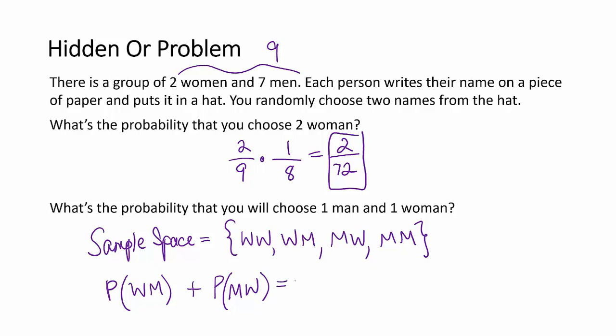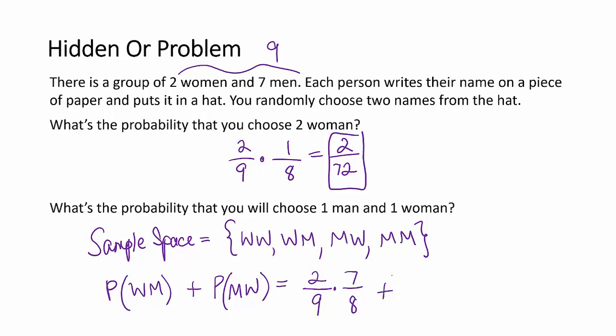So let's do that. What's the probability that we find a woman first? Okay, so there are 9 names. There are 2 women. Great, we picked out a woman. How many men are in there? Well, 7, because we didn't pick any yet, but there are only 8 names. So that's the probability of finding a woman and a man.